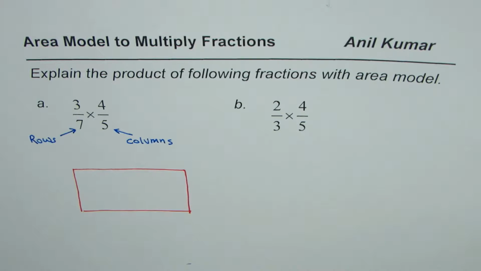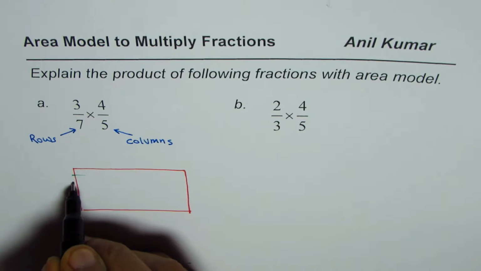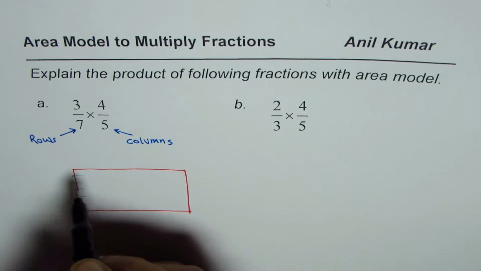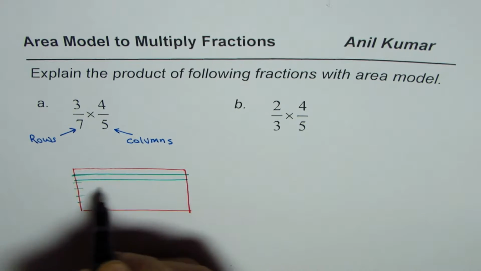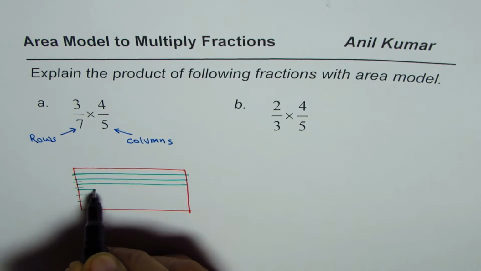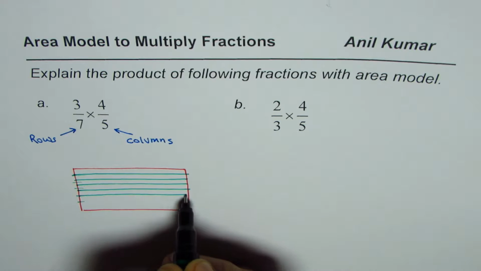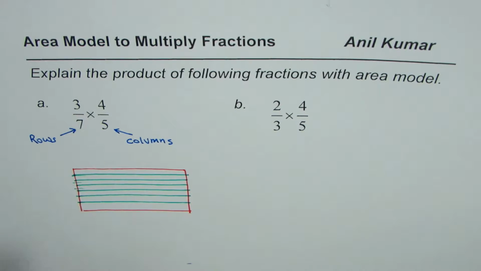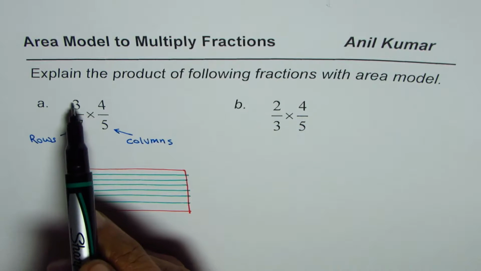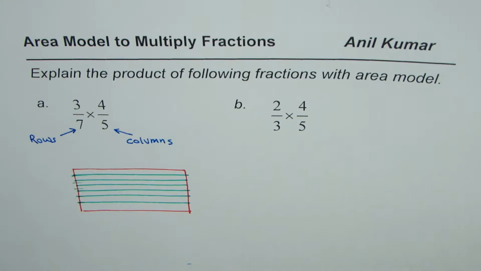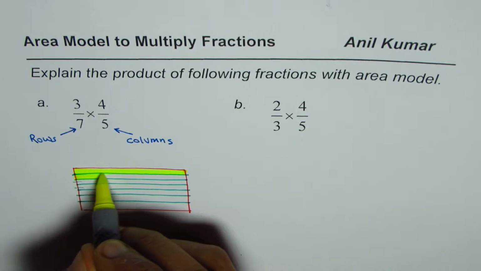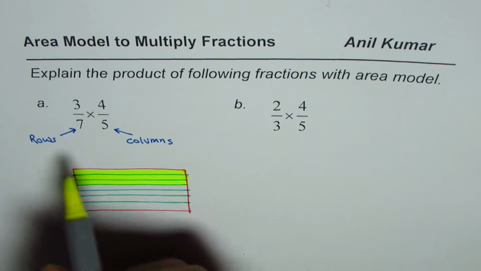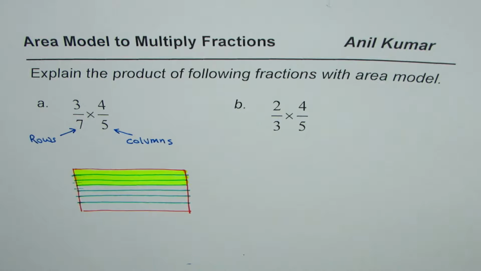In this rectangle, we are going to make 7 rows, right? Let's say this is row number 1, 2, 3, 4, 5, 6, and 7. So we have 7 rows, and when we say 3 over 7, it really means that you need to shade 3 out of these 7 rows. So we have these 3 shaded, 1, 2, and 3. So that is 3 out of 7 rows selected.